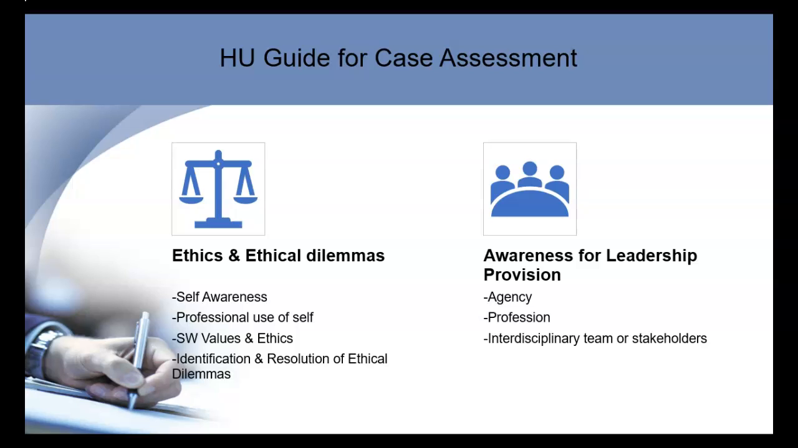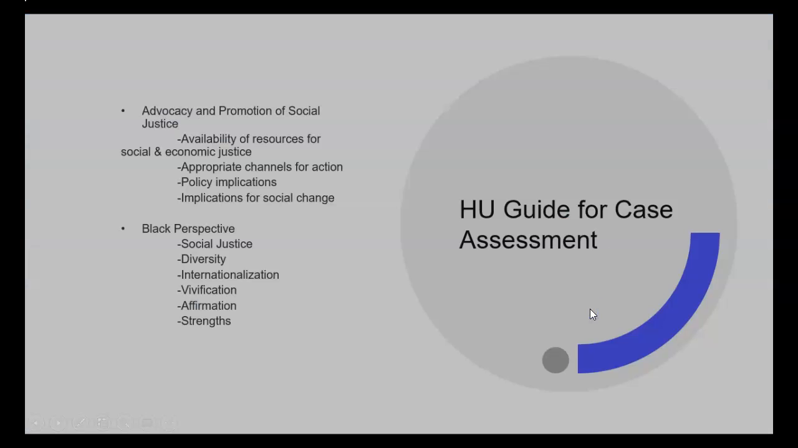Also, you want to be aware of leadership and provision of leadership in your agency and in the profession, and your interdisciplinary team or stakeholders. So again, you want to make sure that you're following agency standards, professional standards, and being mindful of your team members and stakeholders in the documentation process. All these values, concepts, and ideas need to be considered when documenting. So it's not just documenting, but also the higher levels of quality in your documentation as well.